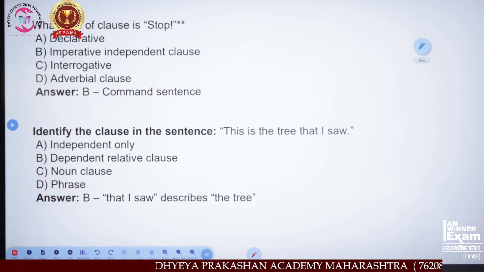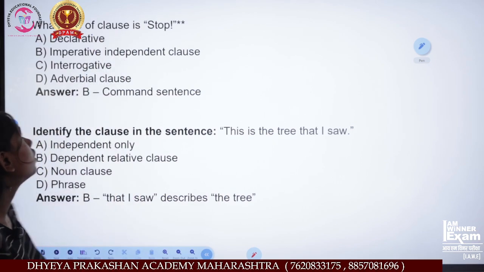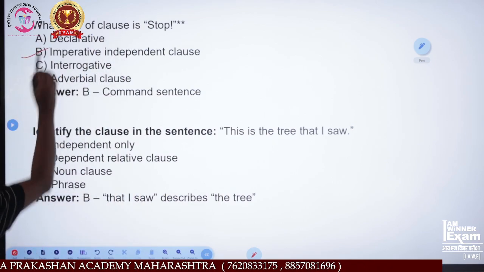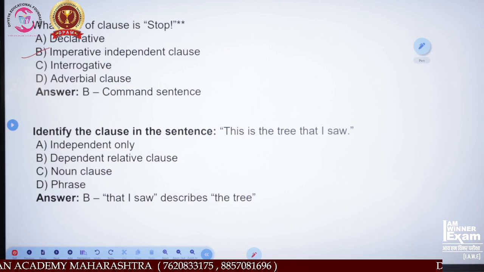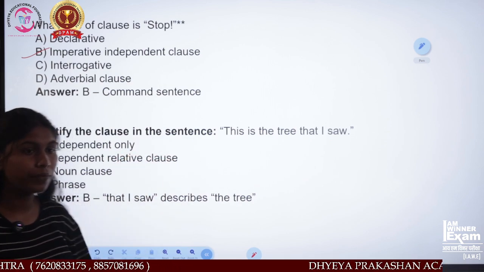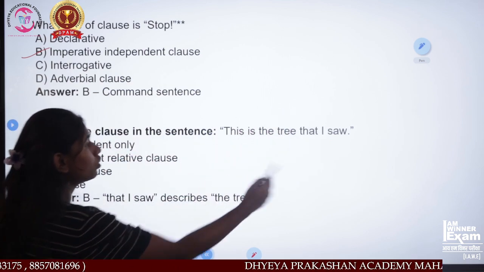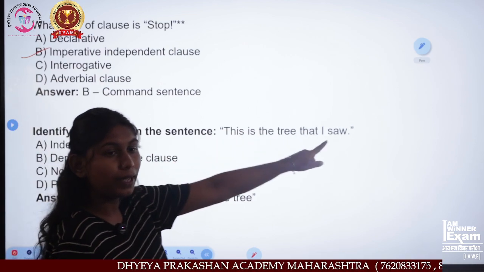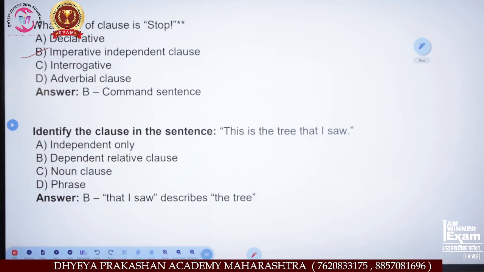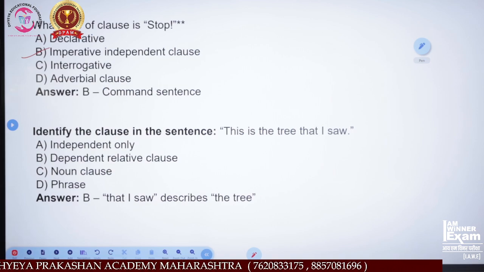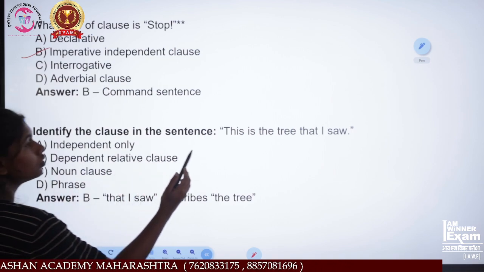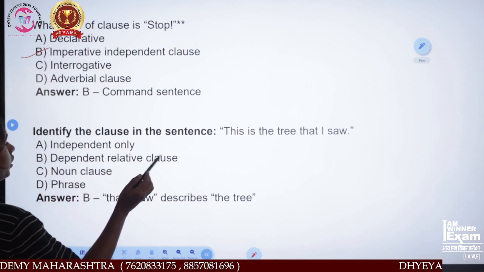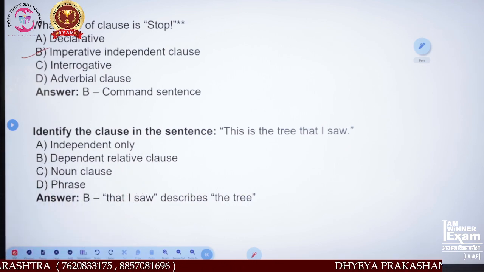The next, what type of clause is "stop"? Now "stop" is one command, right? So a command comes under imperative independent clause. Okay. Then next, identify the clause in the sentence. Now we have to identify the clause in this sentence. Okay. Now, "This is the tree that I saw." Is it dependent, independent, noun clause or phrase?